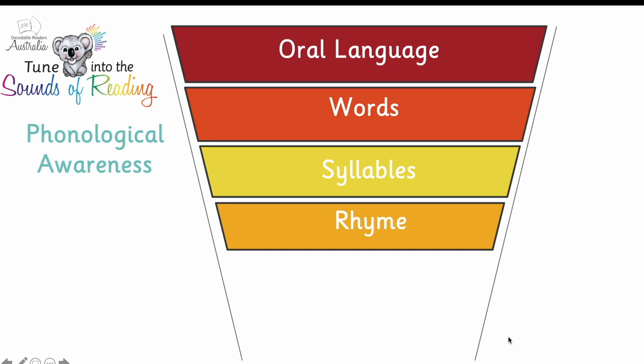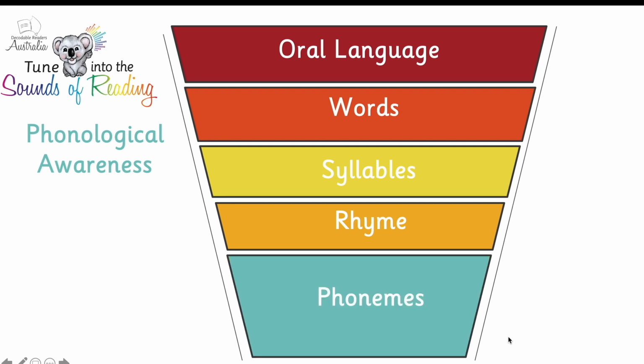Now, rhyme is the end part of a word that sounds the same to another word. So, for example, bake and cake. The only thing that changes is the onset. That's the beginning sounds before the vowel. So, b and k are the two things that change, but we have the ake. That end sound sounds similar. Now, with rhyme, don't forget we are looking and hearing sounds, not at the graphemes at this stage.